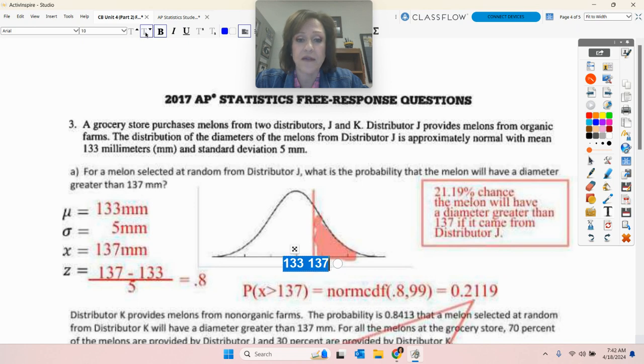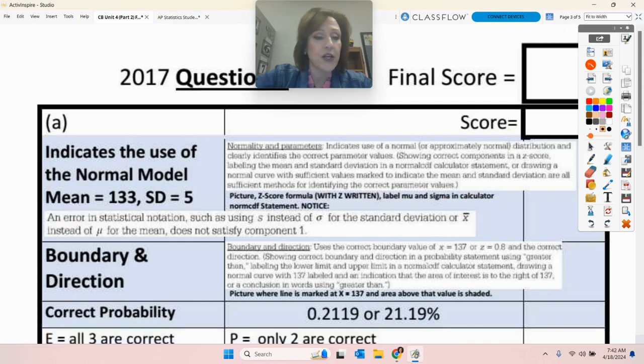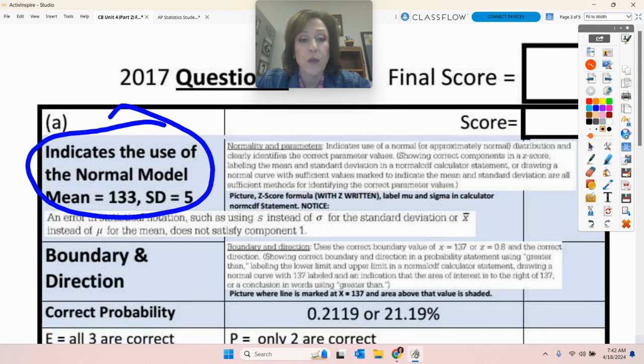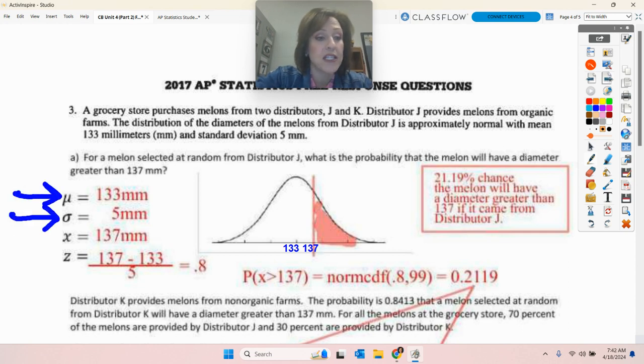All right, so all those kinds of details, remember, because when we're talking getting credit, you had to indicate the normal model with a mean of 133 and a standard deviation of 5. The way you can do that is by showing the picture. Okay, and so a picture is always the best way to make sure you have got that. Notice if you had put an X bar for 133, you would have gotten that wrong.